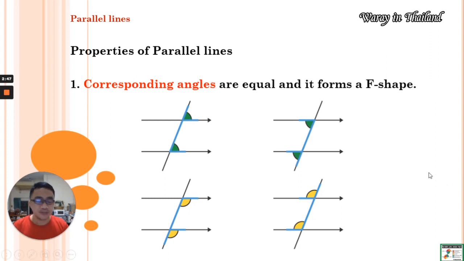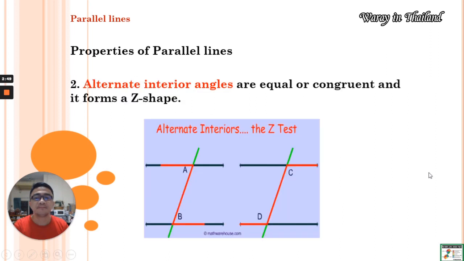Now we proceed to number two: alternate interior angles. What are these? They are equal also, and they form a Z shape. Interior means inside the parallel lines. Alternate means that they are on opposite sides. Here we have the transversal line in green and the parallel lines in blue. So that is interior, on opposite sides of the transversal.